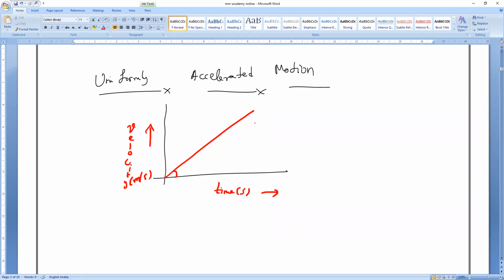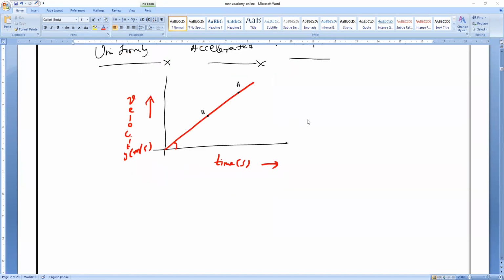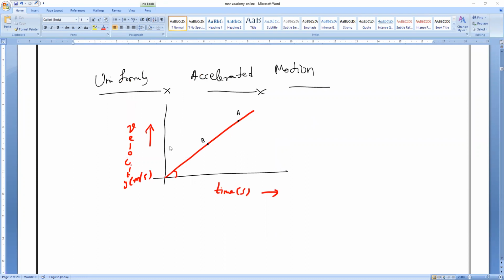So now, if I want to find the acceleration from this, how do we find it? Select any 2 points. One point is B, another point is A. Then what is the next step? Tell me fast, everybody. We have to extend horizontally and vertically towards the x-axis and the y-axis. Clear? Then that is the slope.